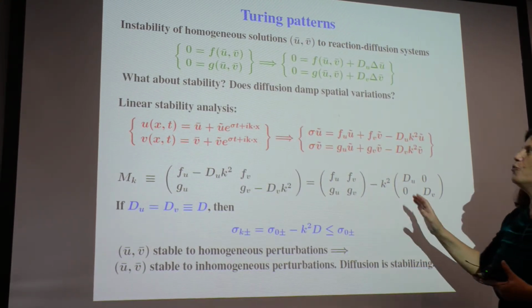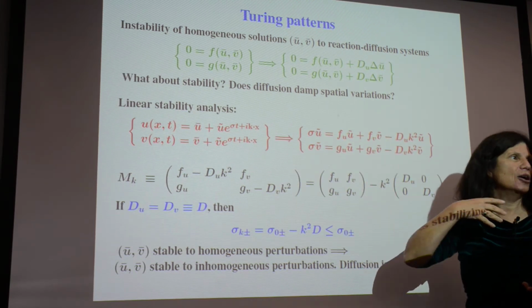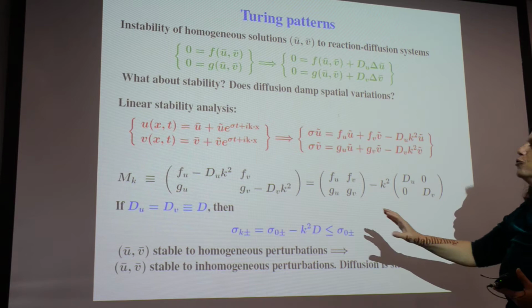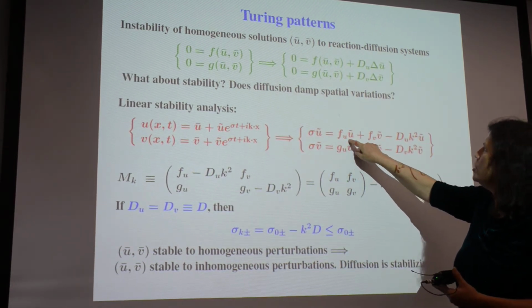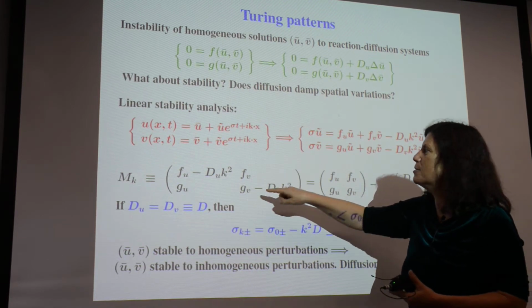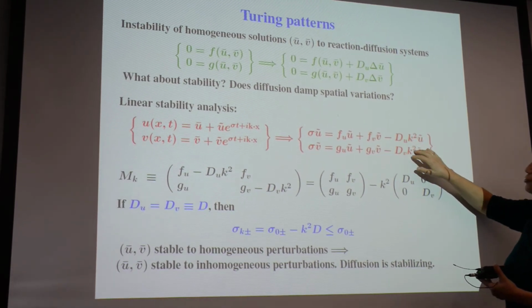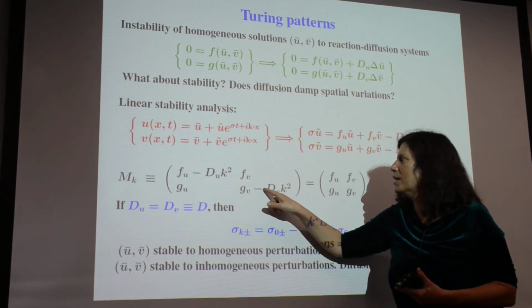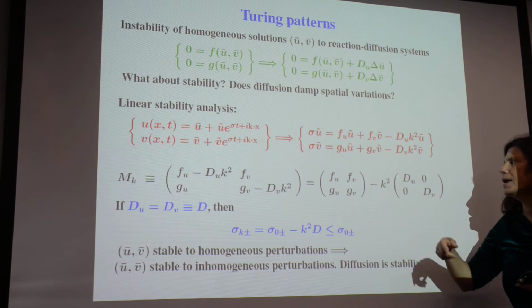So we can write that linear stability is always determined by the Jacobian. We can write the full Jacobian here, which is the Jacobian of the homogeneous system minus the diagonal matrix, diagonal as far as u and v are concerned, with minus du k squared, minus dv k squared. Okay, and we can write it as two matrices here.